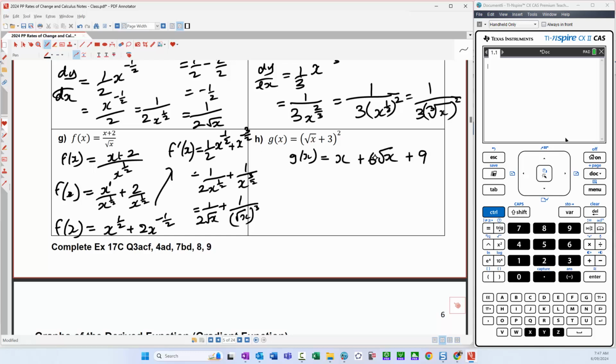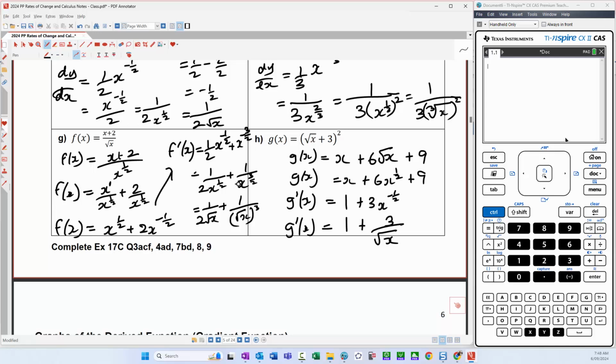Okay, now what we want to do is get a derivative for this. So we're going to go g of x equals x plus 6x to the half plus 9. Okay, we've got it all in the single terms now. So g dash x equals derivative of x is 1. Half of 6 is 3. X to the negative a half. Constant drops. g dash x equals 1 plus 3 over root x.